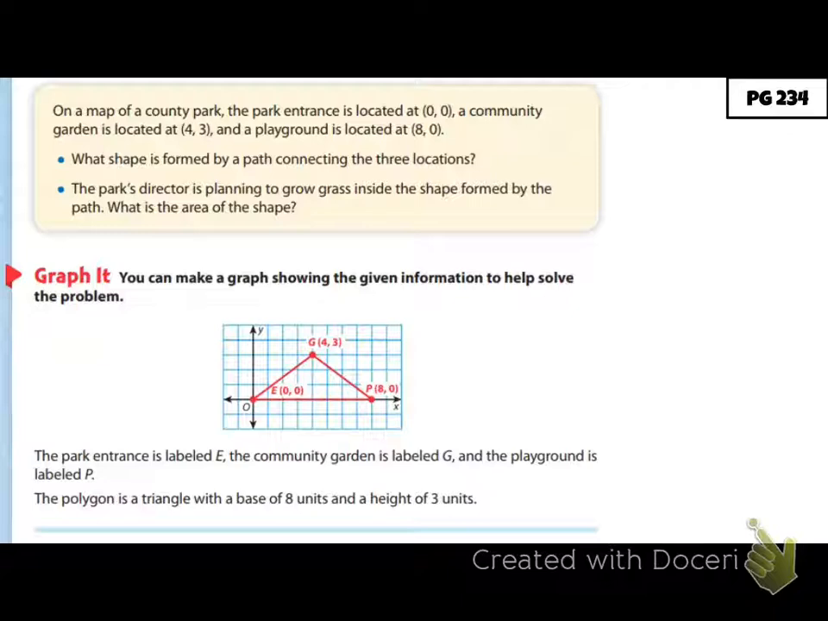Well, we can make a graph showing the given information. So you can see they've plotted the 3 points, 0, 0, 4, 3, and 8, 0. The park entrance is labeled E, the community garden is G, and the playground is P. The polygon is a triangle. So then we can count our boxes to find our height and our base so that we can find our area. So when they did that, you can see that they have 8 units for the base and 3 units for the height.